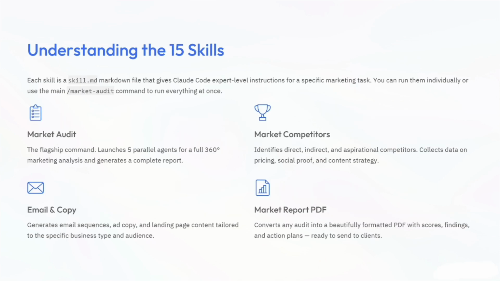So let's understand the 15 skills. Let me quickly explain what these 15 skills actually are. Each one is a skill.md file, basically a markdown document, that gives Claude Code expert-level instruction for a specific marketing task. So we are giving Claude Code expert-level instruction so that it will give us the best output. You can run them individually, or run the main command, just like typing slash market audit, to run everything at once.